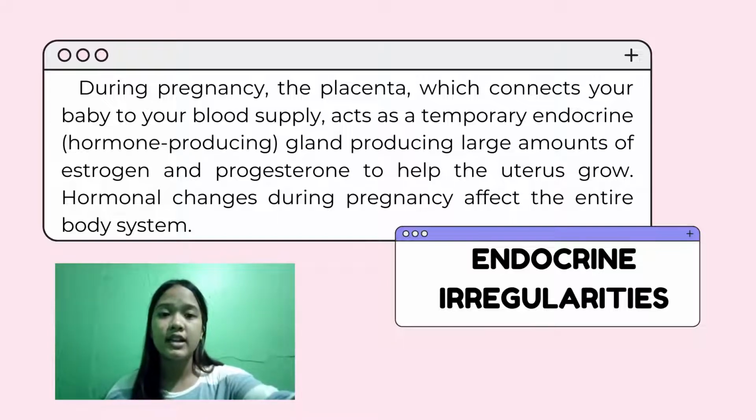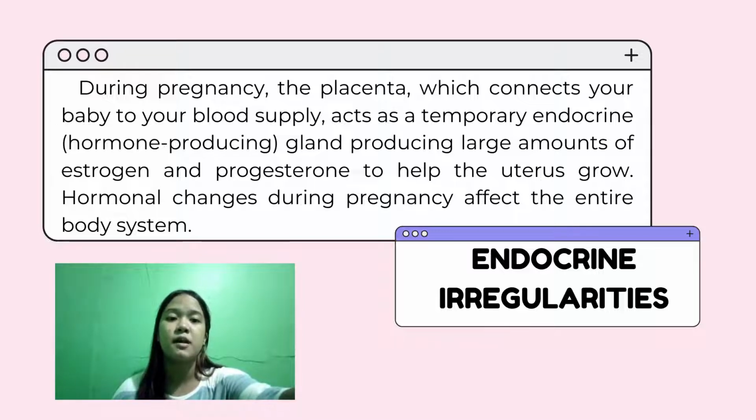Next is endocrine irregularities. During pregnancy, the placenta, which connects your baby to your blood supply, acts as a temporary endocrine gland, or hormone-producing gland, producing large amounts of estrogen and progesterone to help the uterus grow. Hormonal changes during pregnancy affect the entire body system. As an overview, diabetes mellitus is the most common comorbidity in pregnancy, occurring in 1 in 12 pregnant women, and in as many as 1 in 7 non-Hispanic Blacks.